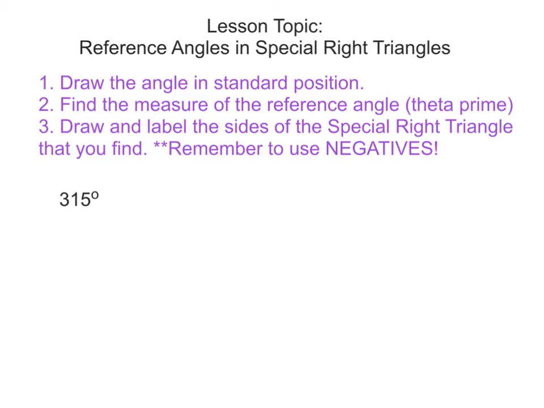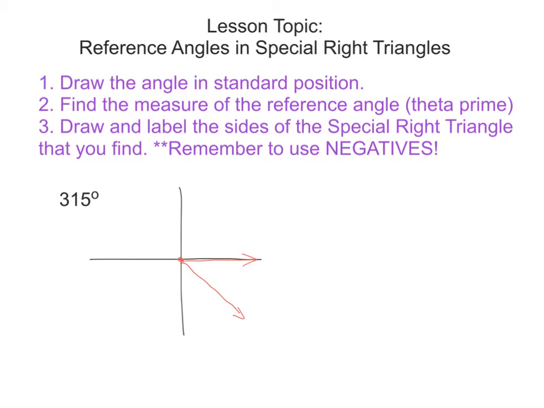So, the first thing we're going to do is draw the angle that's given in standard position. So we know that 315 degrees. So we're going to start with our vertex at the origin and our initial side on the x-axis. We know that this is 90 degrees, 180, 270, 360. 315 is directly between the 270 and 360. So we will draw that angle right about there.